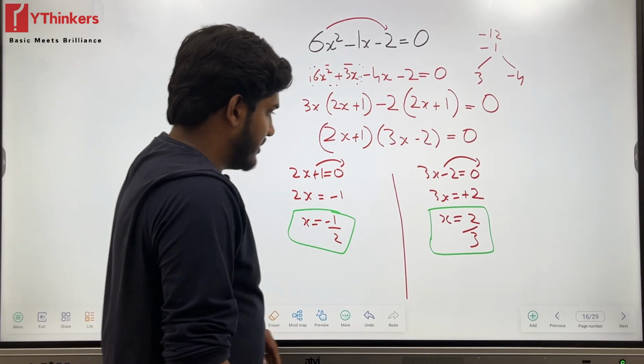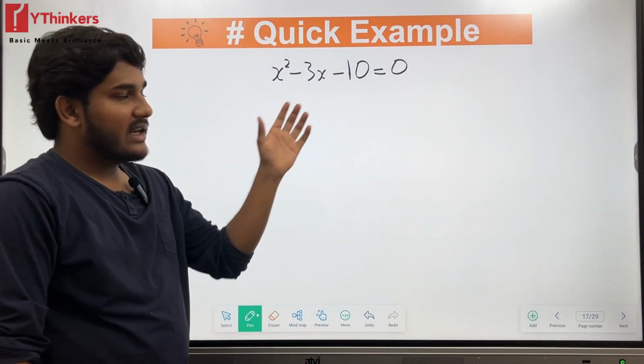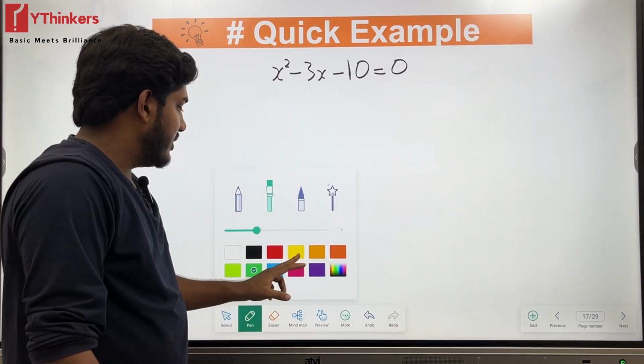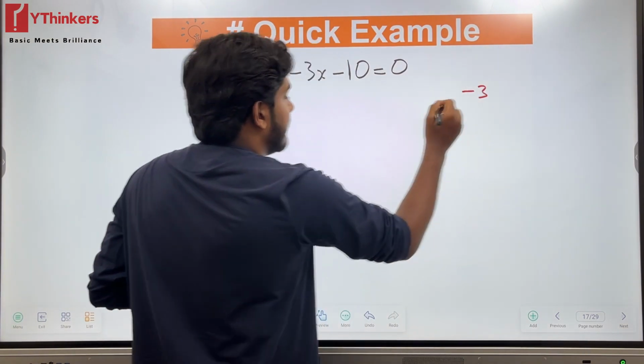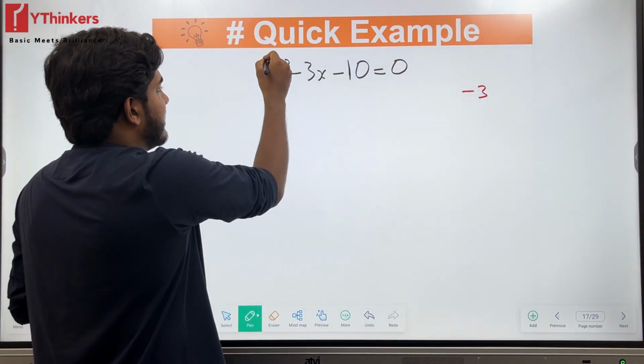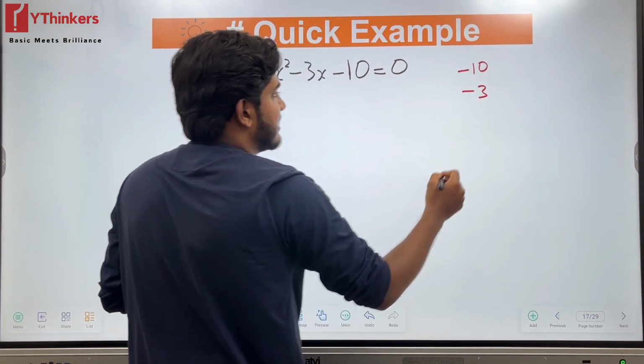Okay, let's take one more question. We'll take a quick example. Same thing, let me factorize. For factorizing, what did I tell you first? You will write minus 3 here, done. Then you will take the coefficient of x square, which is 1. 1 into minus 10, what is that? 1 into minus 10 is minus 10.